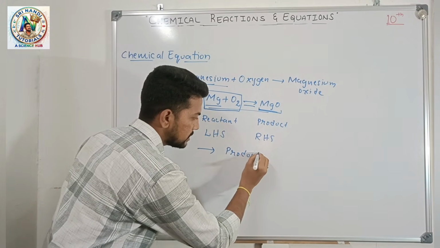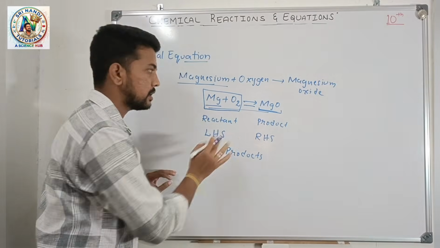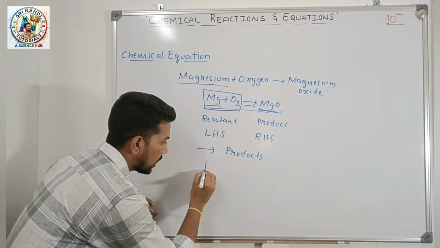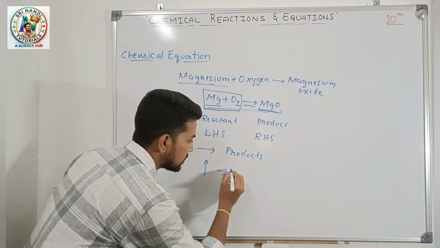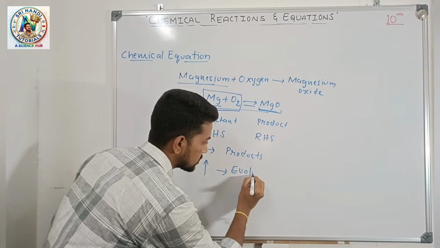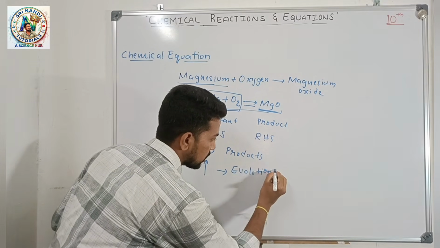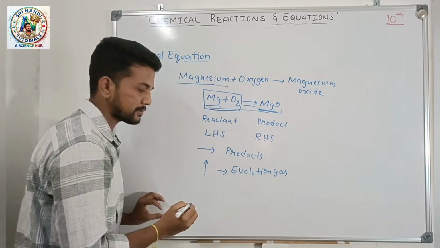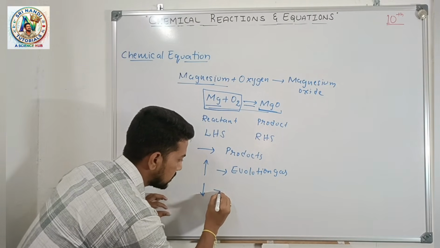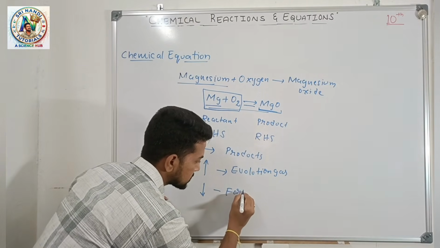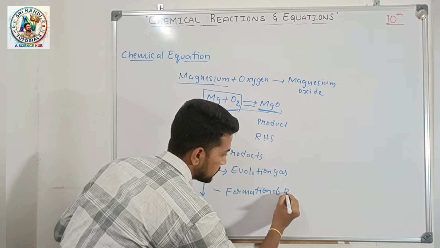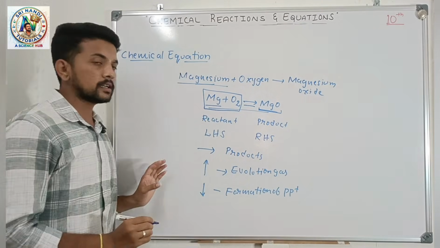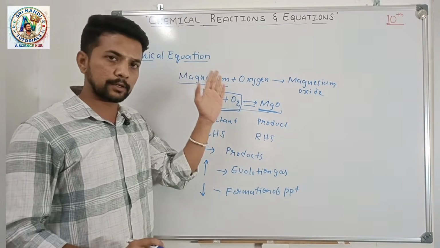This arrowhead shows direction towards the products and upward arrow mark denotes the evolution of gas. Downward arrow mark denotes the formation of precipitate. These are the key points regarding the chemical equation.